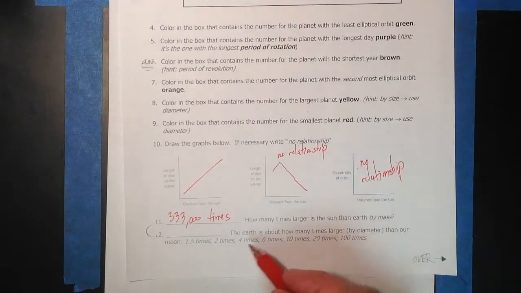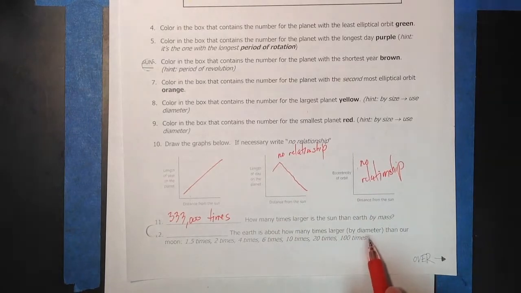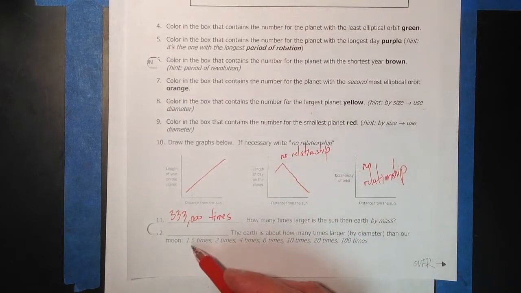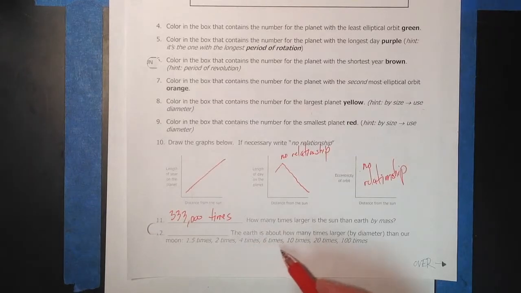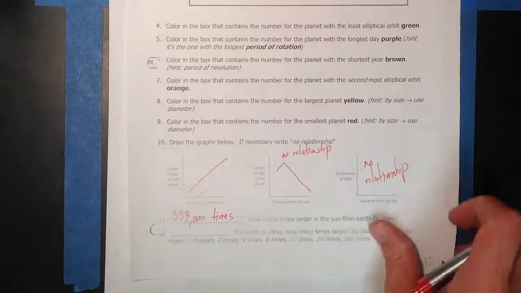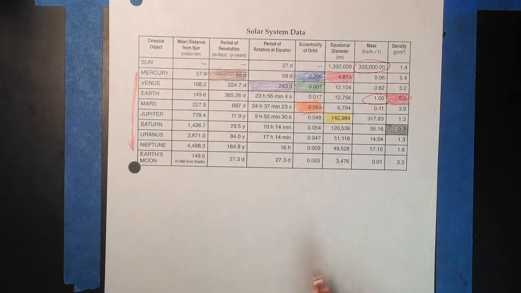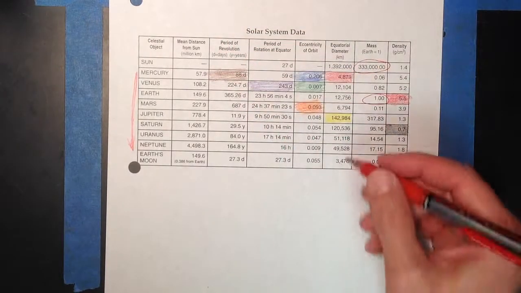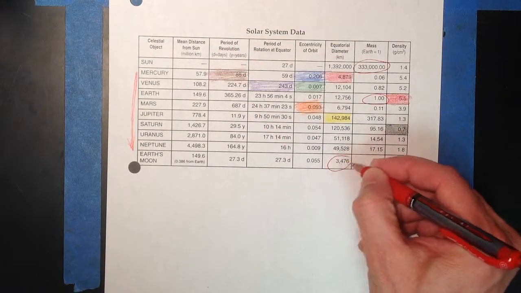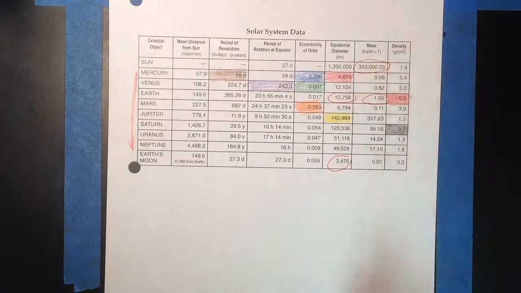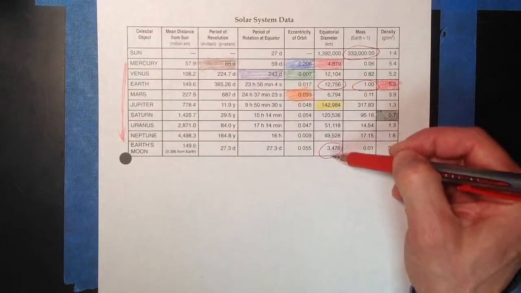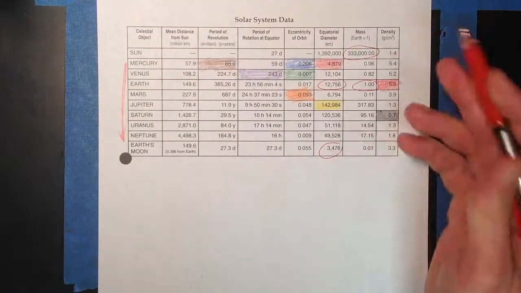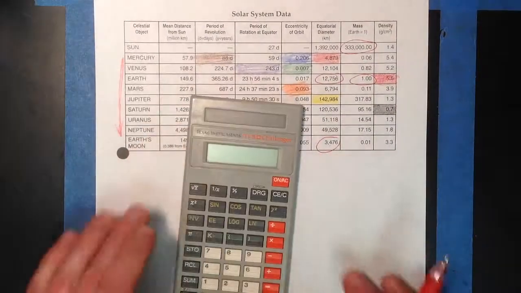And then this one is about how many times larger by diameter the Earth is than the Moon, and the choices are 1.5 times, 2 times, 4 times, 6 times, 10 times, 20 times, 100 times. By diameter here, so I'm going to look at diameter. This is the Moon, and this is Earth. If I just look on a basic level, 12 divided by 3, it's about 4. That was my point here.